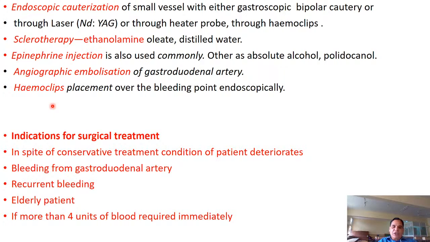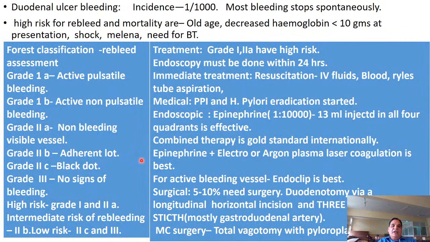So what are the indications for surgical treatment? Whether surgical treatment is indicated or not, because 70% to 80% of patients respond to conservative management. This is general, but now the latest guidelines have come, and we'll consider that also. The patient deteriorating in spite of conservative management. Bleeding from the gastroduodenal artery. This is the posterior artery and it is a major artery, it bleeds profusely. Recurrent bleeding, that means the patient has bleeding for the second time, third time. Old age patient, why here? Atherosclerosis is more common in old age, and 4 or 5 units of blood are required immediately. With this requirement, surgery is indicated.